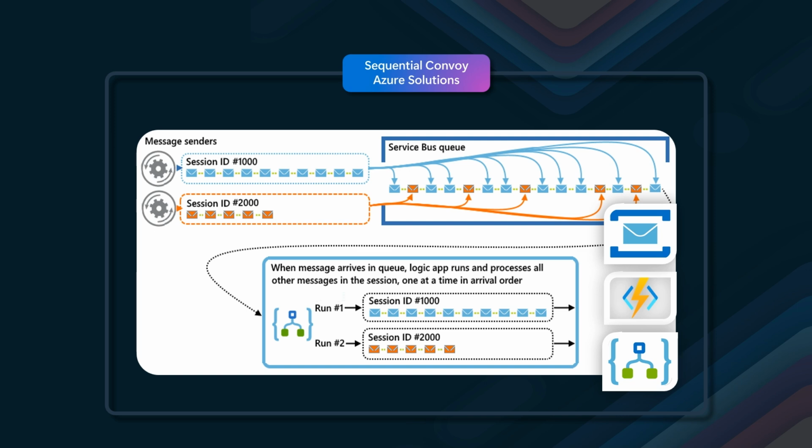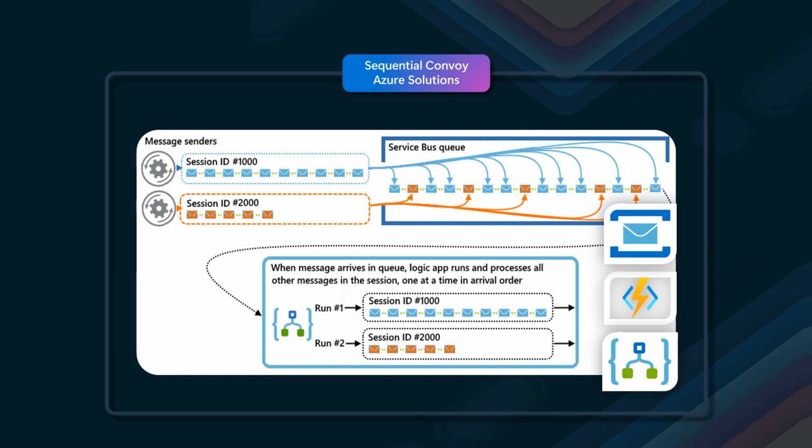By implementing the sequential convoy pattern, we can achieve some significant benefits, such as order preservation. The primary advantage is to ensure that the messages that arrive within each session are processed in the exact order that they arrive, which is critical for workloads that depend on message sequence. This pattern allows multiple sessions to be processed concurrently without blocking each other. As a result, the system can handle a higher volume of messages efficiently.